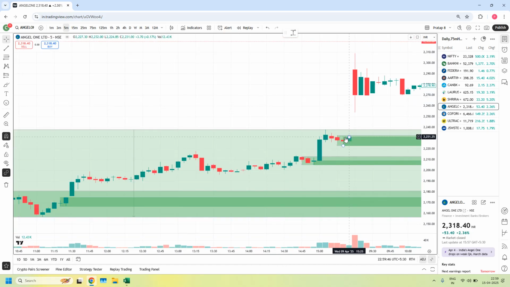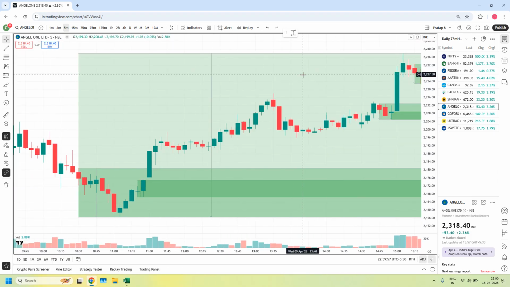What I did, I went to 3 minutes and I have drawn. Actually, in 3 minutes you have to draw the distal line a little above, but I extended up to the 5 minutes level distal line. I will show you later how I have drawn. And then you have a drop base rally, another fine tuned 5 minute zone. Here also rally base rally.